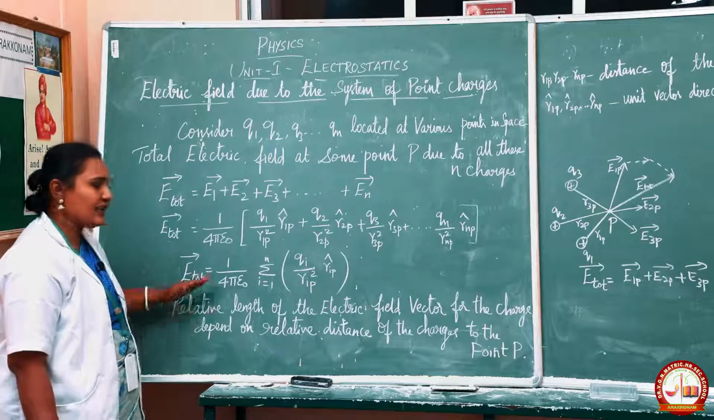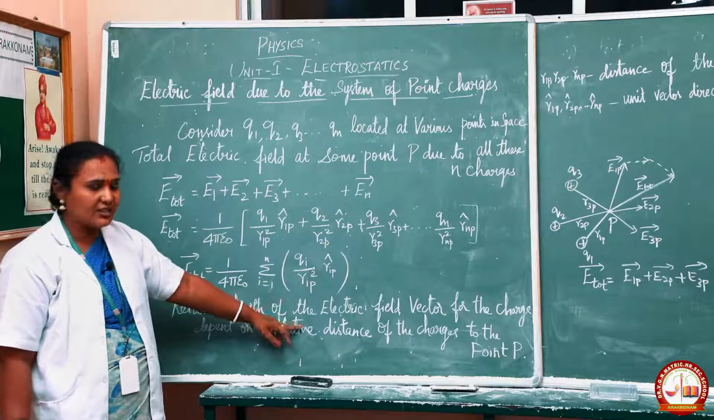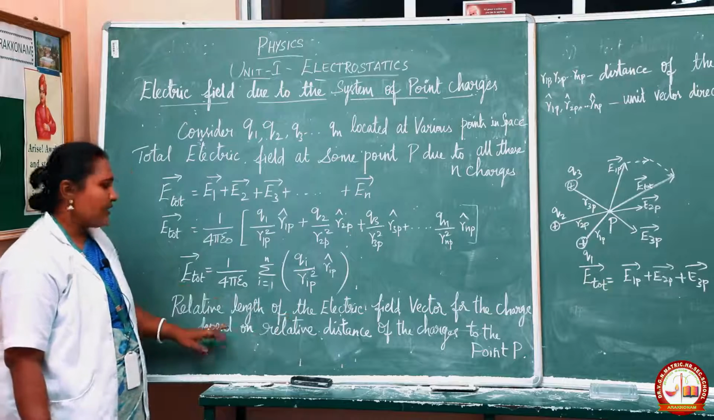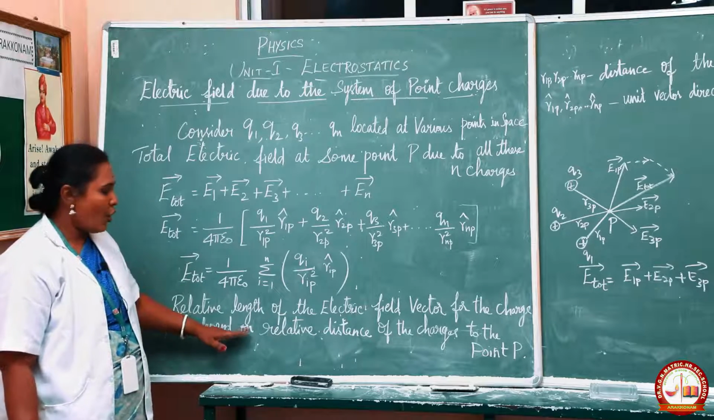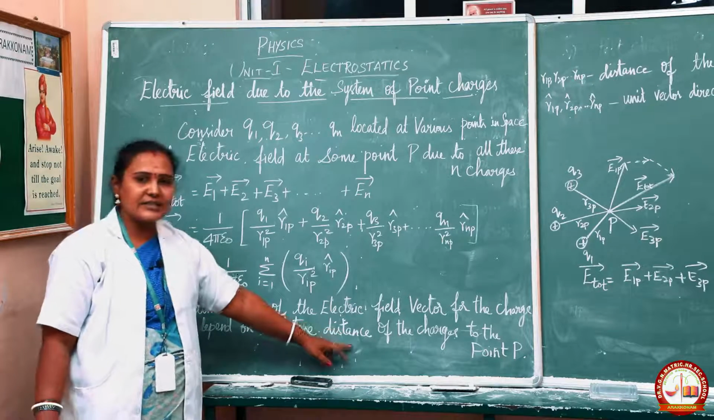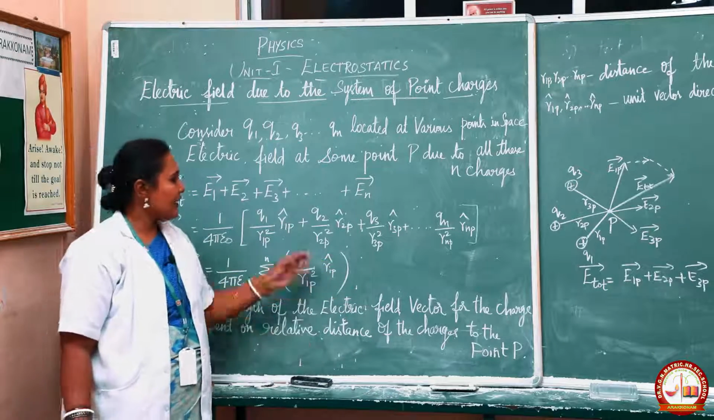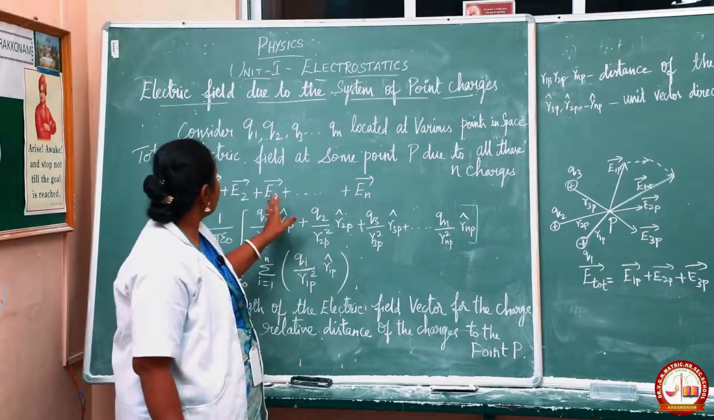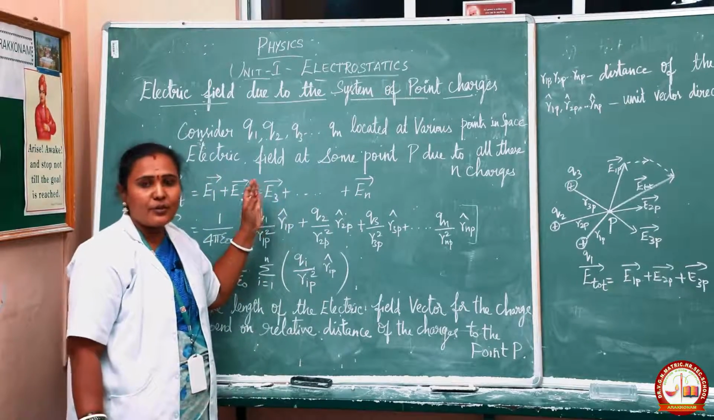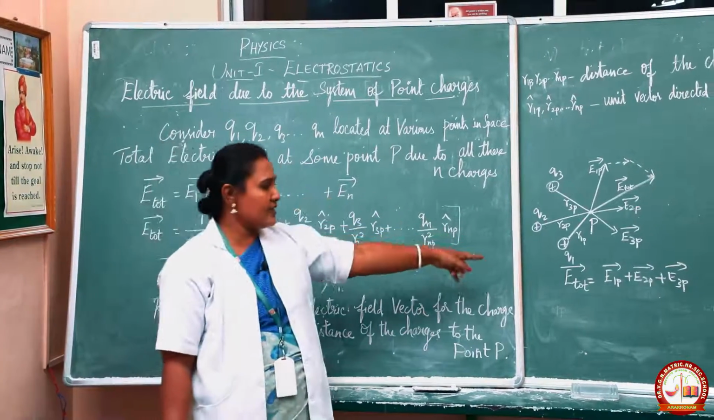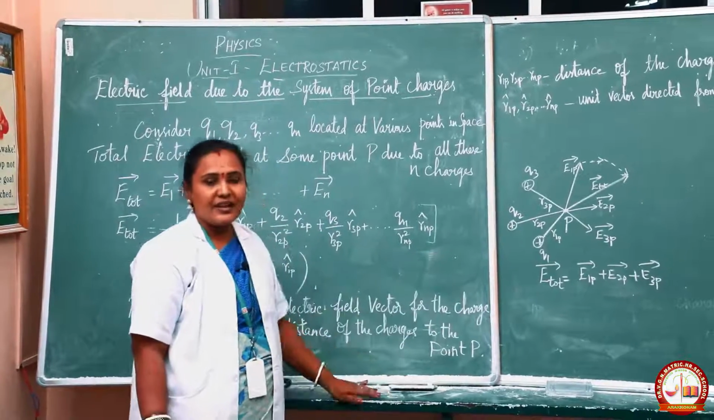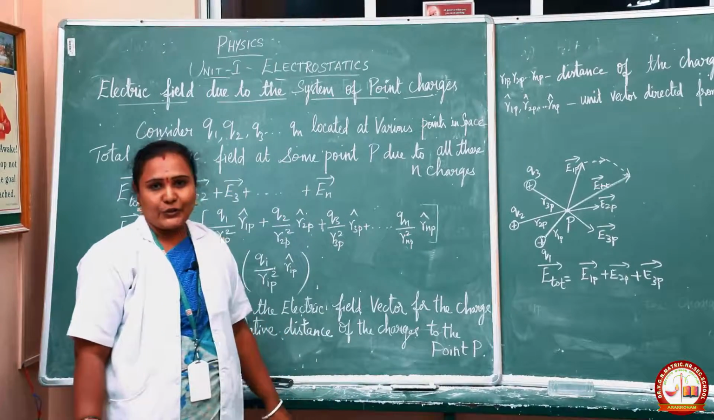The relative length of the electric field vector for each charge mainly depends on the relative distance of the charge to the point P. And that is about the electric field due to the system of point charges, and you can see the diagram there. And thank you, students.